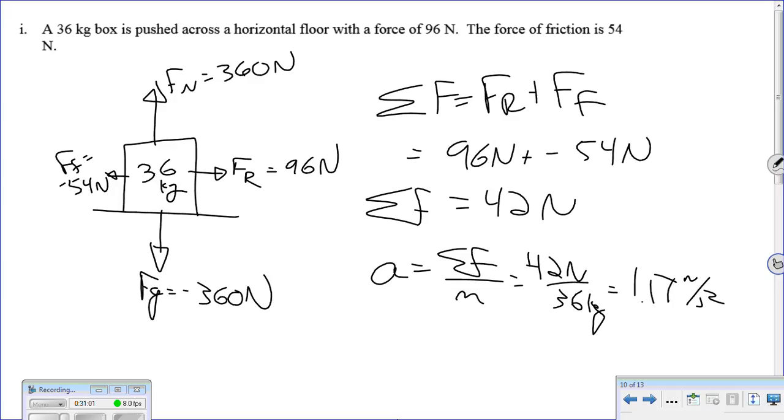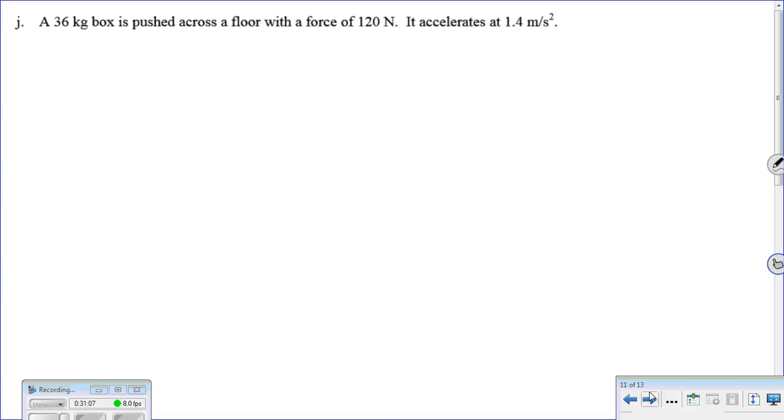1.17. All right, we're almost done. We just have 2 more to do. This one was on the last target check that we went over, basically, except now we're putting in gravity and normal force. So here you go. 36 kilogram box.